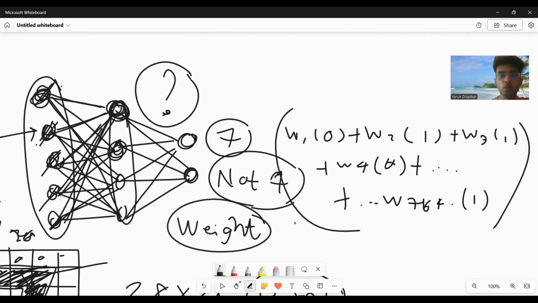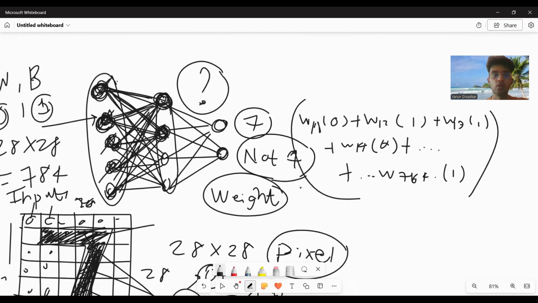Like say this was W1, then you can have something like W11, W12, W13, W14 for the other node like this. Similarly, W21, 22, 23, 24, 31, 32, 33, 34. Or maybe let's say this is W11, 12, 13, 14. This is W21, 22, 23, 24. This is W21, W22, W23, W24. Like this. You got it, right? It's like a matrix.